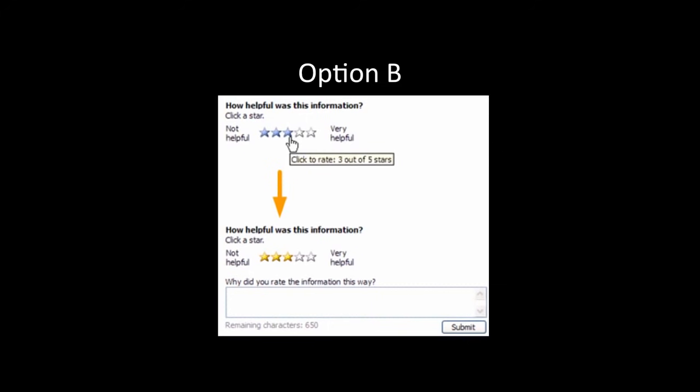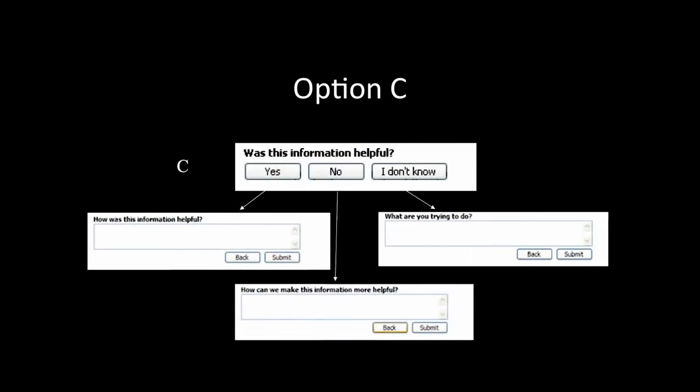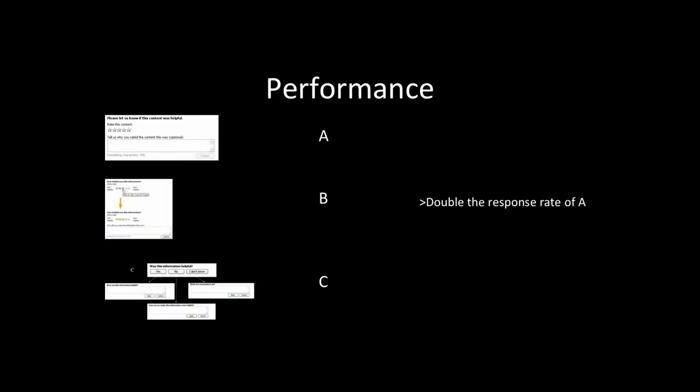You could click on a star, and then after you clicked on it, you were given a box that had your rating and you could write a comment. Option C asked you a simple question: was this information helpful? Yes, no, or I don't know. And then based on which of those buttons the user clicked, they were given a different box with a question to actually write a comment and submit it. Which of those 3 options do you think did best? So option A, B, and C.